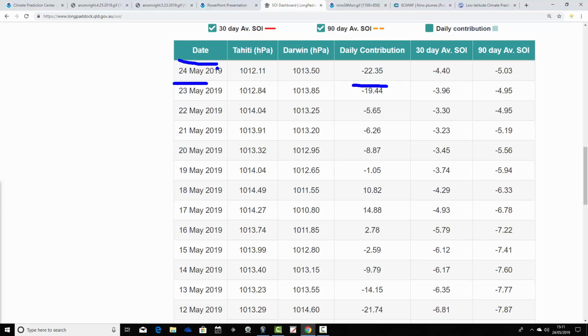24th of May, today, of course, they're ahead of us in Australia, so they already have today's number. That goes down to minus 22.35. So the atmosphere now has swung back into El Nino type condition after only a few days ago being in a La Nina type condition. So at the moment, the atmosphere is swinging quite extremely, actually, between El Nino and La Nina type setup.